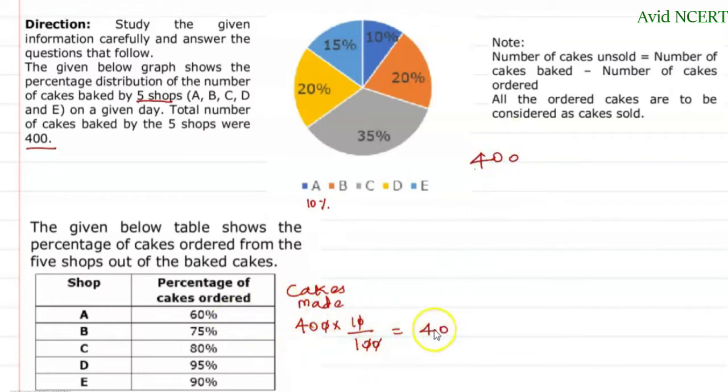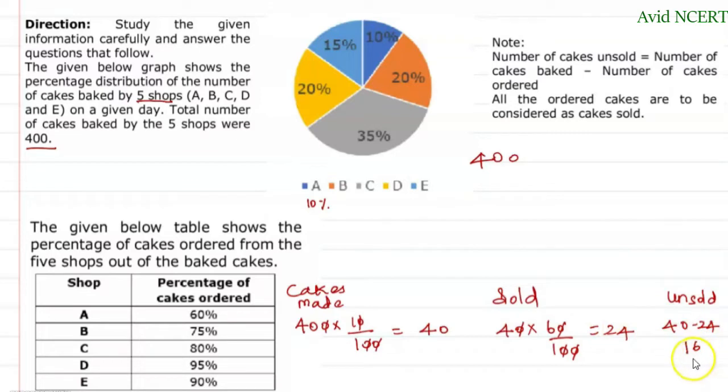And out of these 40 cakes, 60% were ordered, which is sold. So out of these 40 cakes, 60 by 100, again the zeros cancel, just 6 times 4 is 24. Out of the 40 cakes they made, they sold 24 cakes, which means the unsold cakes are 40 minus 24, which is 16. So 16 cakes were unsold.